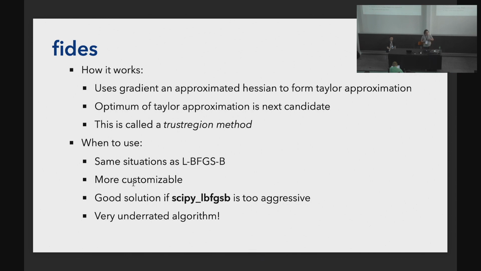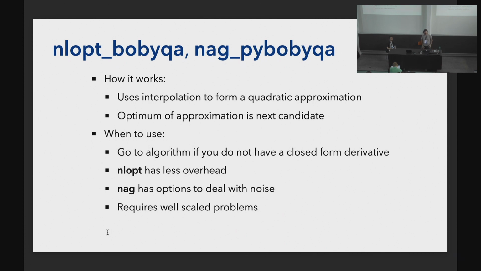As I said, you use this in the same or similar situations as LBFGSB. It is more customizable, so you have many optional arguments that you can use to tweak how the optimization goes. And it works very well in cases where the LBFGSB algorithm is too aggressive. For example, you saw the linalg error earlier on the slides. This was triggered by LBFGSB, and the same optimization would run if you use the FIDES algorithm. I would say it's a very underrated algorithm because it's implemented in a separate package that is not very well known and has a rather peculiar interface. But you can use it via optimagic, and I had great success using it.